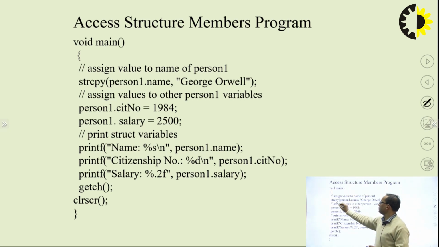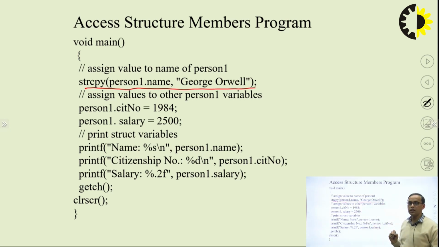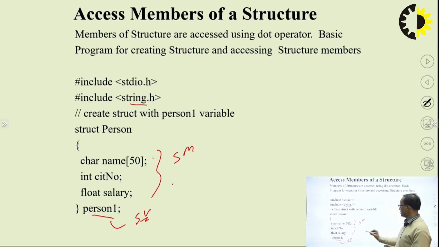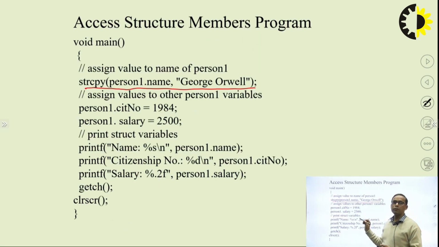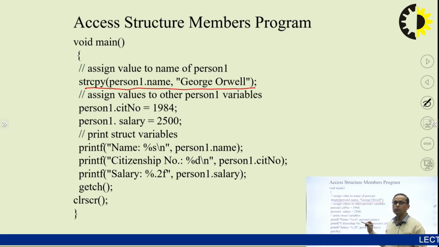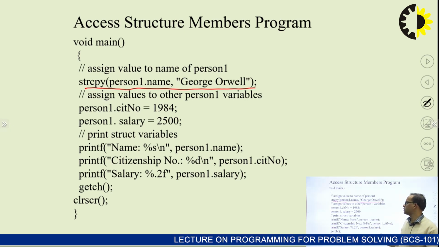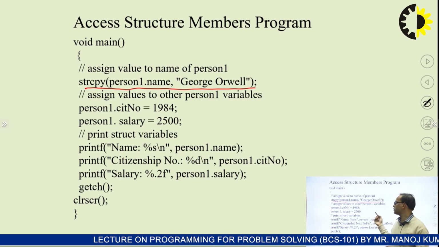At first we are using the strcpy function of the string.h header file to assign the value of the name member. This is the name structure member, and we have to assign a value to it. For that purpose, within the program we will use strcpy. Without strcpy we could provide it at runtime by using the scanf function, but here we are using strcpy.